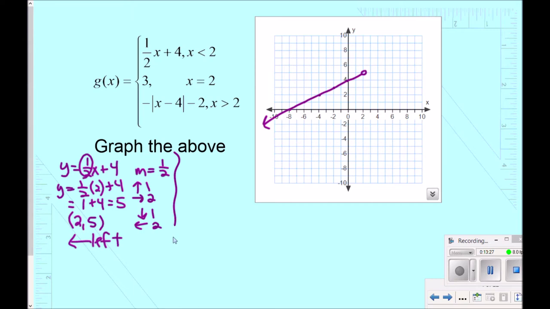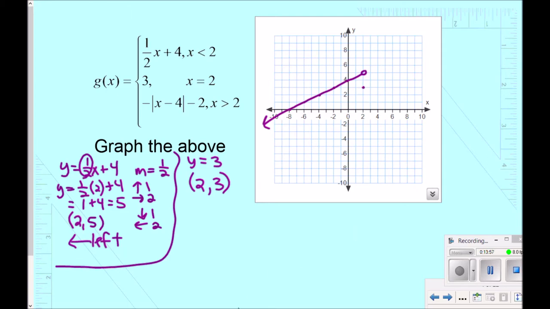Second piece. So our second piece is simply just g of x or y equals 3, which is going to be normally a line. However, there's only one x value. So x is 2 and y is 3. So actually the portion of the line that we want to plot is really just 1 point. It's 2, 3. It's equal, so I'm going to 2, 3, and I'm putting a solid point.